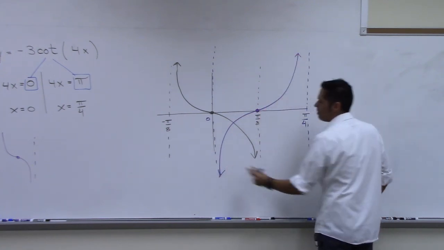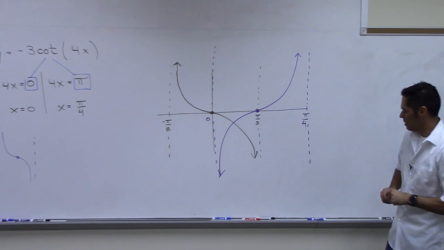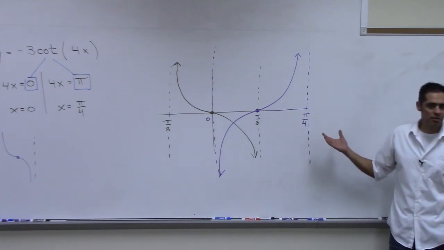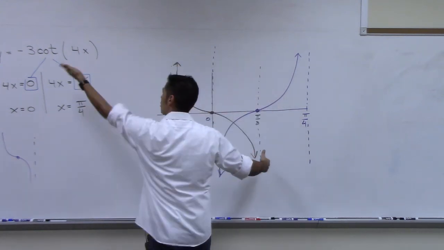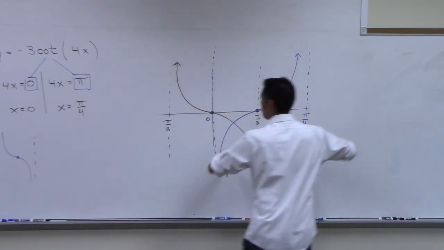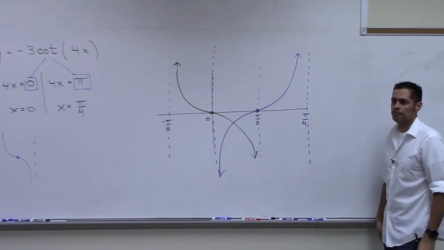I know on camera the purple and the black look exactly the same, but can you all see the difference between these two graphs? The black one is the tangent version of that, and the purple one is the cotangent version of that.